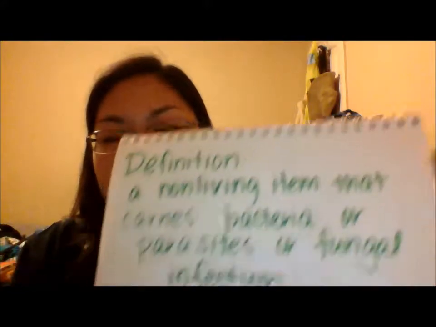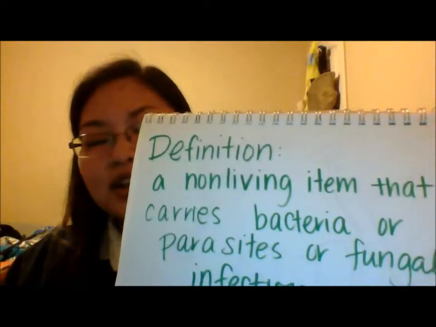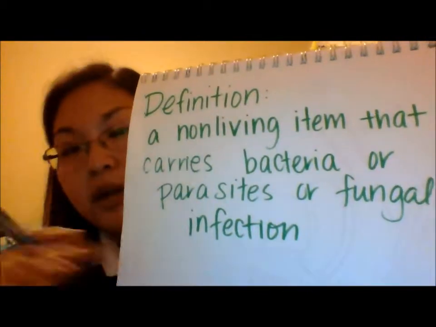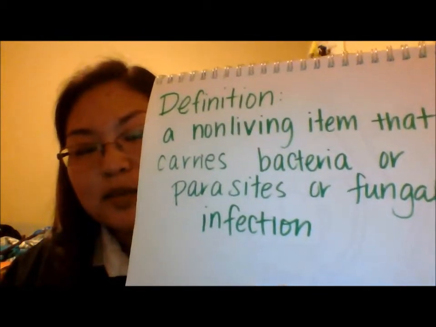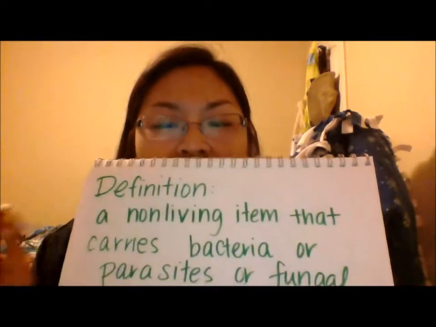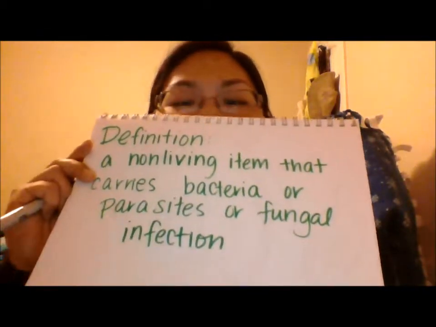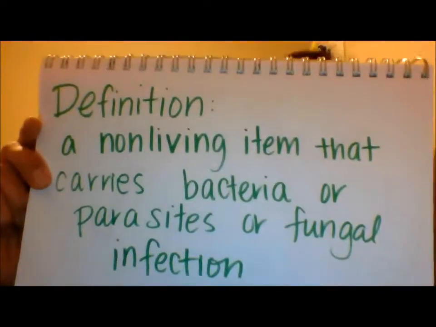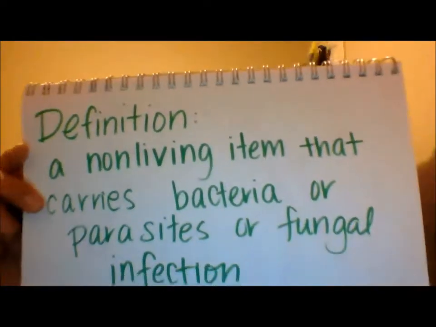So my definition of a fomite is a non-living item that carries bacteria, parasites, or fungal infections. The key word there is non-living, because if you have a living item, it becomes a vector, and that's a whole other way that disease can spread. But since we're focusing on inanimate objects, or non-living items, we have a fomite, and a fomite can spread disease from one individual to another.